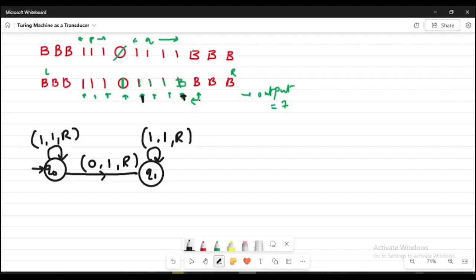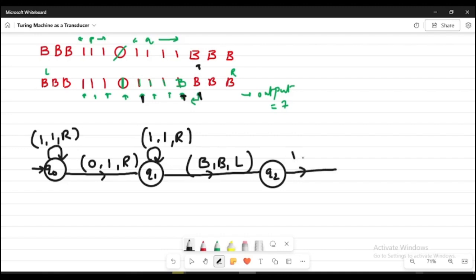Sorry, this is 1 already, right? So you will hit the blank here. Whenever you hit the blank, you keep it as blank and move in the left direction. Now you are here, right? After that you have to move left, and whenever you find the first symbol, which is 1, make it blank and keep on moving.